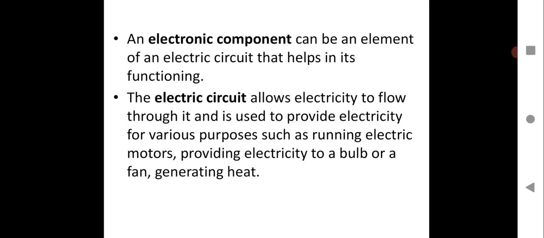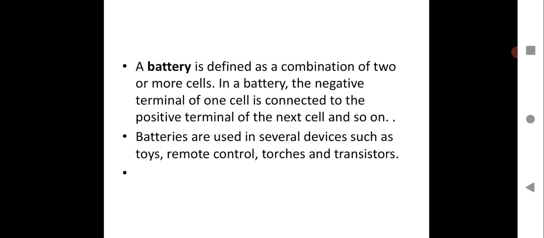More than this, you have so many electrical gadgets at home. You have a mixer grinder, refrigerator, geysers, tube lights. All that require a proper electrical circuit, which has to be put in an on position to make it function. So please do write in your notebook, children. Then a battery is defined as a combination of two or more cells, as you all know. In a battery, the negative terminal of one cell is connected to the positive terminal of the next cell, and so on. This is how you define a battery.